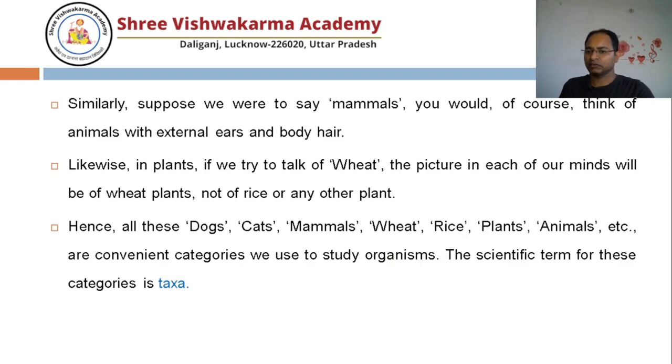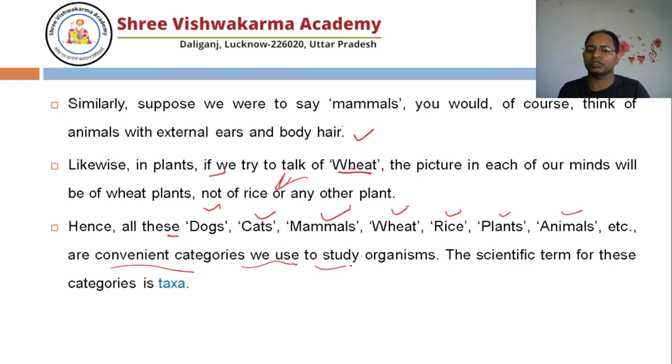Similarly, NCERT says, suppose we were to say mammal, you would of course think of animal. All the animals have external ears and body hair. This is the common character that all mammals have. Likewise in plants, once we talk about wheat, we know what the characteristics of wheat are, how it looks, right? So once we say wheat, only the characteristics associated with wheat will come to our mind, not those of rice. Hence all these categories, dog, cat, mammal, wheat, rice, plant, animal, are convenient categories.